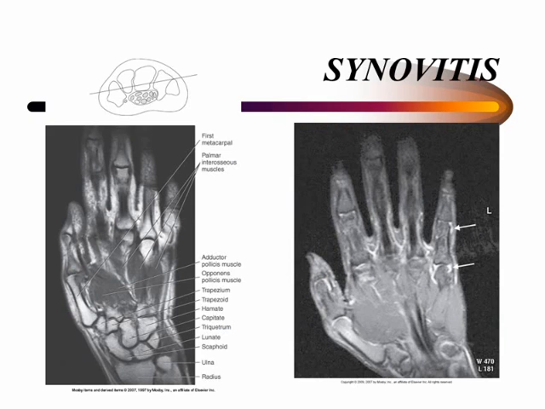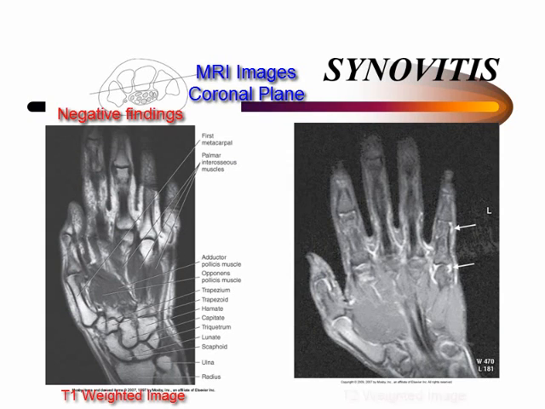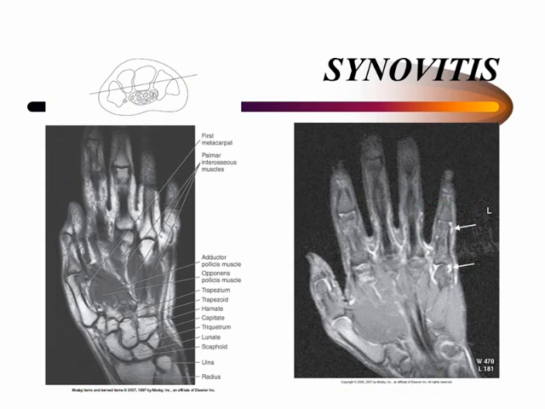Synovitis is not demonstrated on plain radiographs. It requires MRI. So we're looking at two MRI images in the coronal plane. The image on the left is a T1 weighted image in a patient with negative findings. On the right, we see a T2 weighted image in a patient with synovitis. Notice the high signal or strong signal at the areas of the joints, and in particular, notice the fifth proximal phalanx in the medial border and the entire fifth metacarpophalangeal joint.